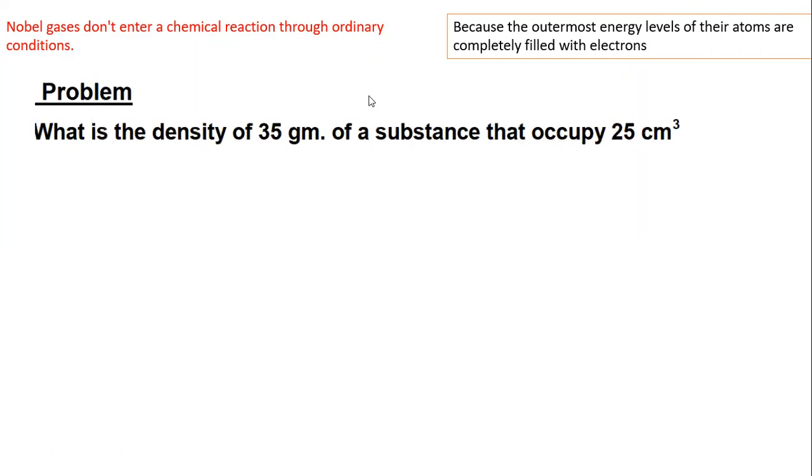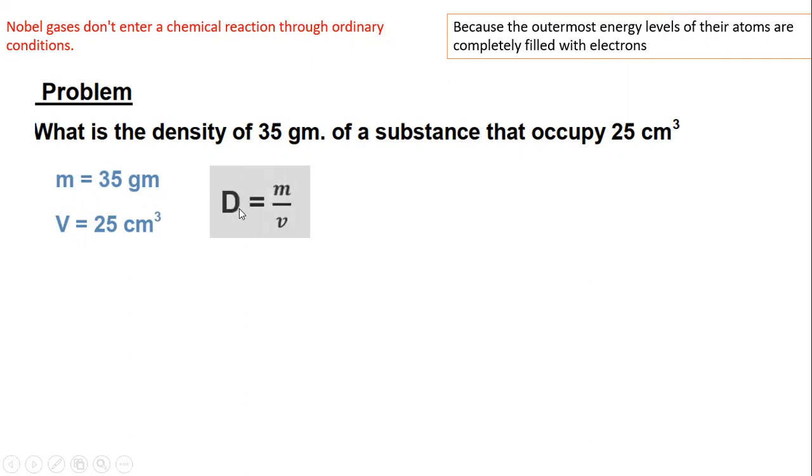Now we have a problem here. What is the density of 35 grams of a substance that occupies 25 cubic centimeters? In case of problems, we have steps. Step number 1, you must extract. Where is the mass here? Yes, here is the mass. Where is the volume? Here is the volume. How do you know it is a mass? In grams. How do you know it is a volume? In cubic centimeters. So now you can write, mass equals 35 grams, volume equals 25 cubic centimeters.